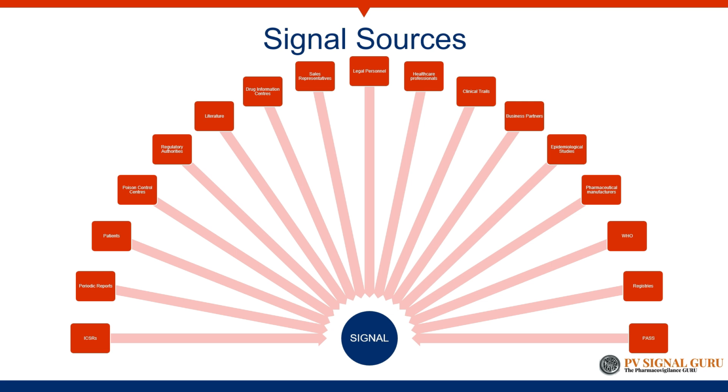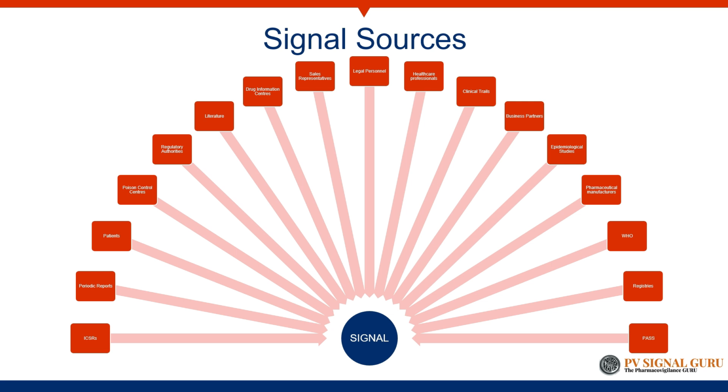Medical and scientific literature. Published studies, case reports, and reviews in medical and scientific journals are critical sources of safety signals. Pharmacovigilance teams regularly review this literature to identify potential safety concerns. Regulatory authorities. Agencies such as FDA, EMA, and MHRA play a central role in pharmacovigilance. They collect and analyze safety data, issue guidelines, and may mandate actions like label updates, risk minimization measures, or product withdrawals.